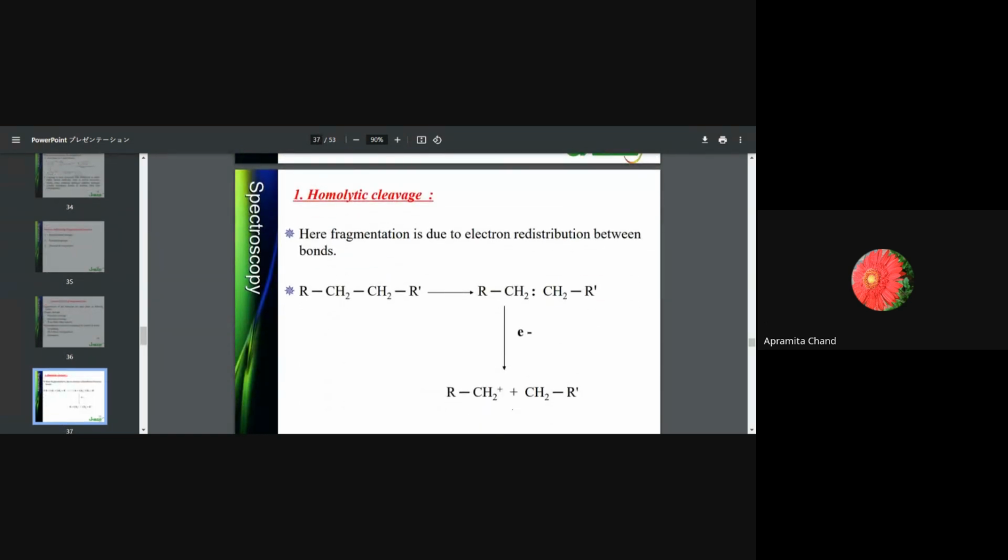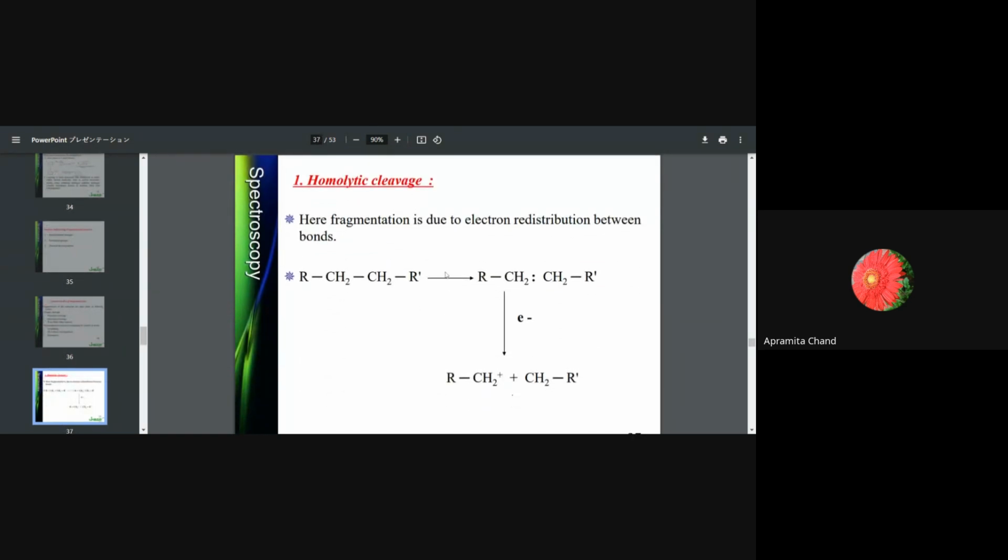So this is an example of homolytic cleavage. So यहाँ पे ये वाला bond, okay, this particular bond that got cleaved out, and you are left with two types of fragments where you're getting one positively charged fragment and one neutral molecule. Okay, here this is due to the homolytic cleavage. What it ensures is that the fragmentation is due to electron redistribution between bonds.